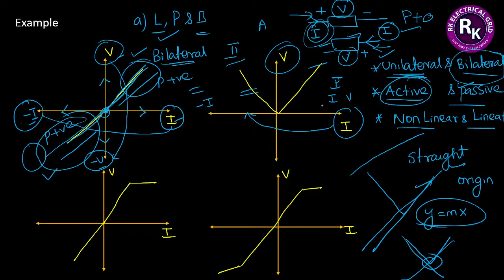Is it linear or non-linear, sir? You know the answer, that is non-linear. Why? There are two equations. It crosses at the origin, it is a straight line, but two equations have come. That is wrong. Okay.